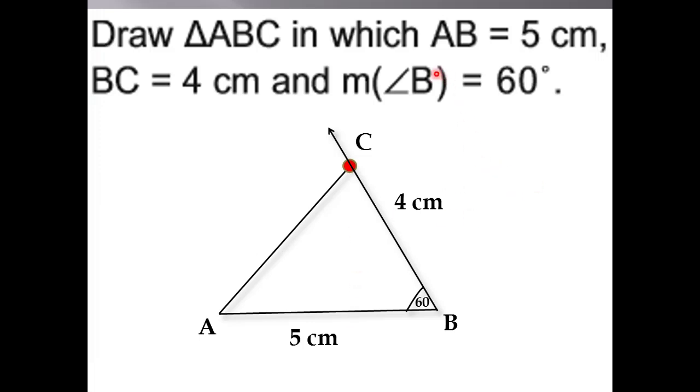Again, we start with AB 5 centimeters. This is AB. Then we measure the angle 60, angle B. We put the center of the protractor at B. Then we measure 60. Then we know that BC is 4, so I measure 4 centimeters from B and I put the point C, then join C with A.